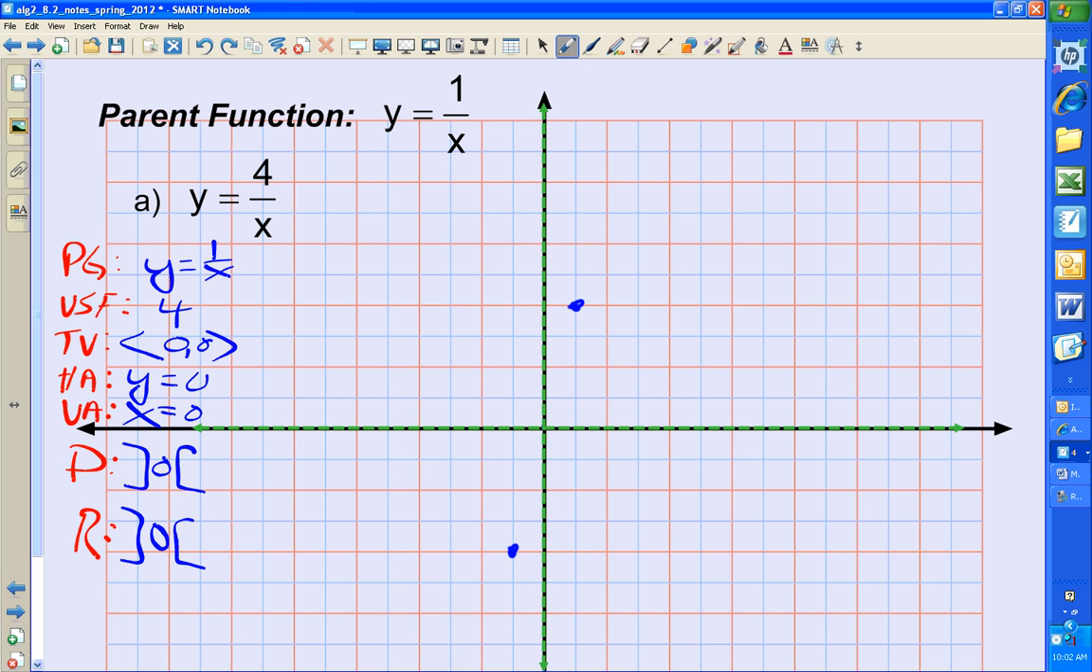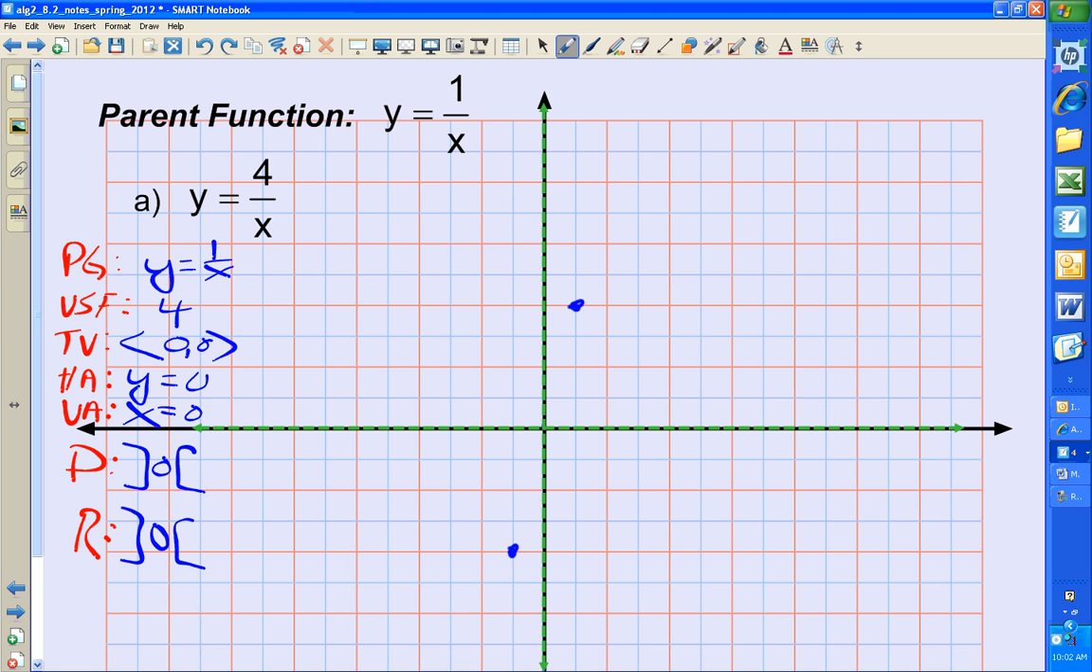Normally, that's all you would need. When I have a stretch factor, I usually do one more point right and one more point left of my translated origin. Since my vertical stretch factor is 4, I usually go right 4. In the parent graph, when you go right 4, we go up 1/4.